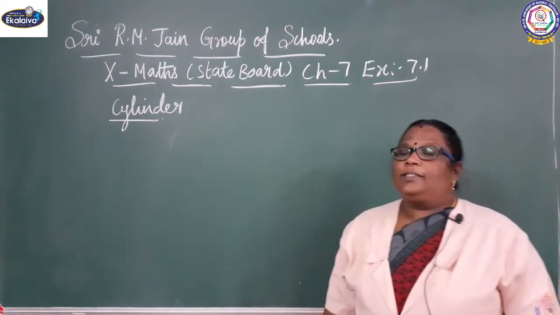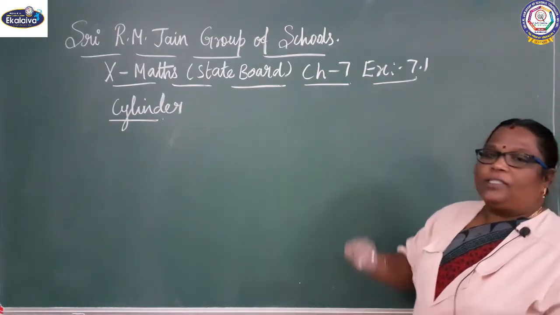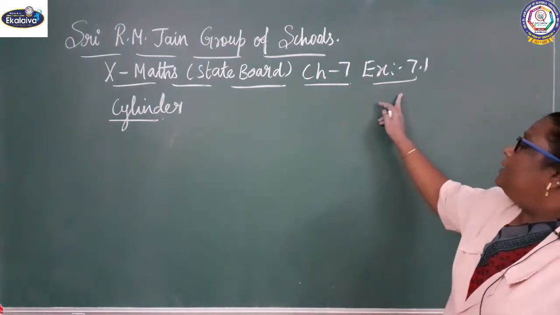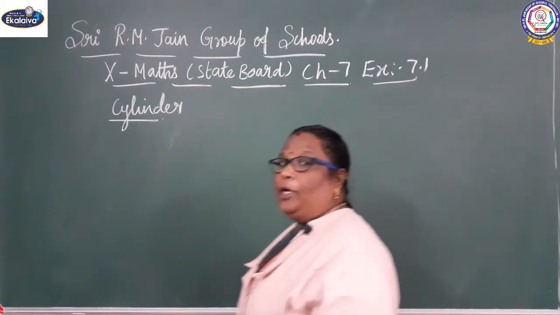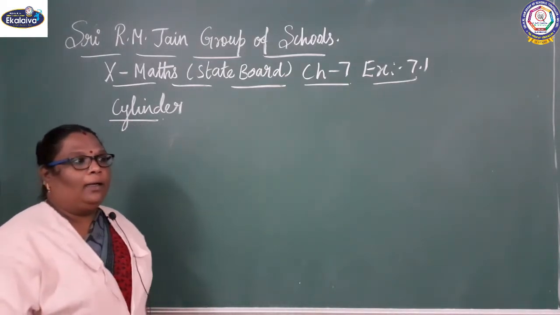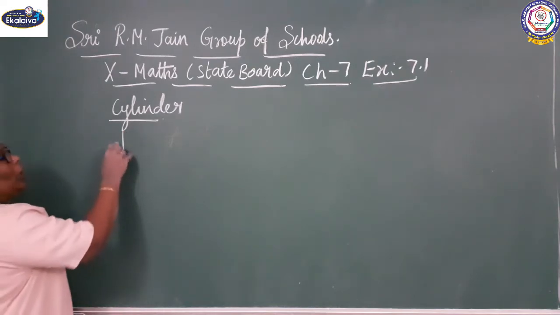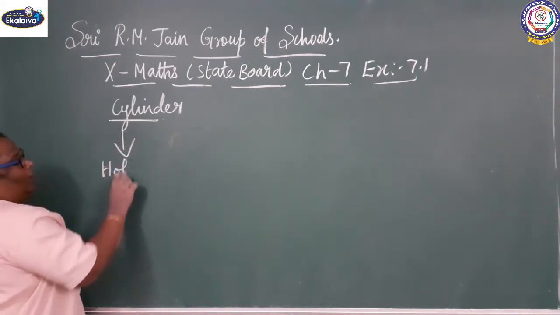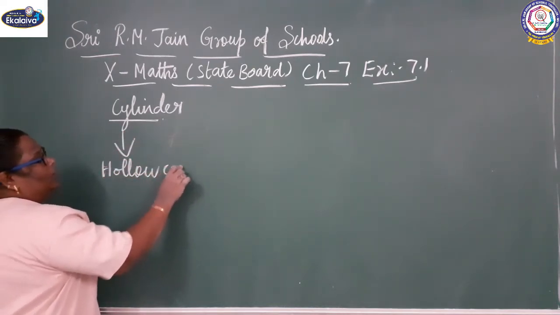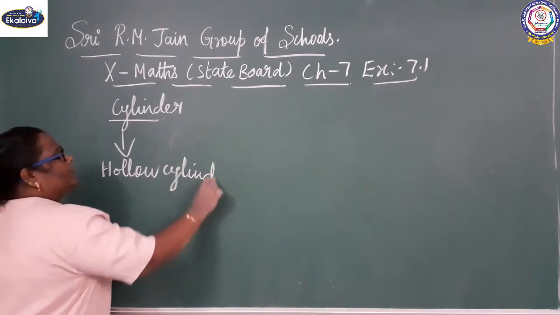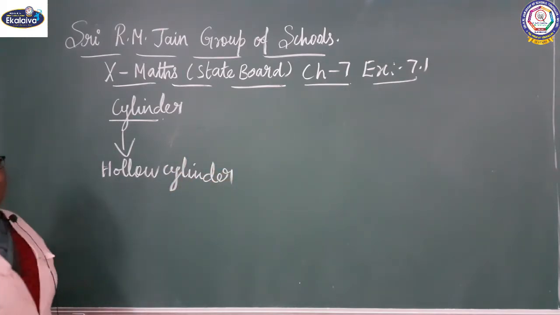This is 10th standard state board maths, chapter 7 mensuration, exercise 7.1. First we are going to see about the cylinder. Under the cylinder you can see about the hollow cylinder. What is the shape of the cylinder?